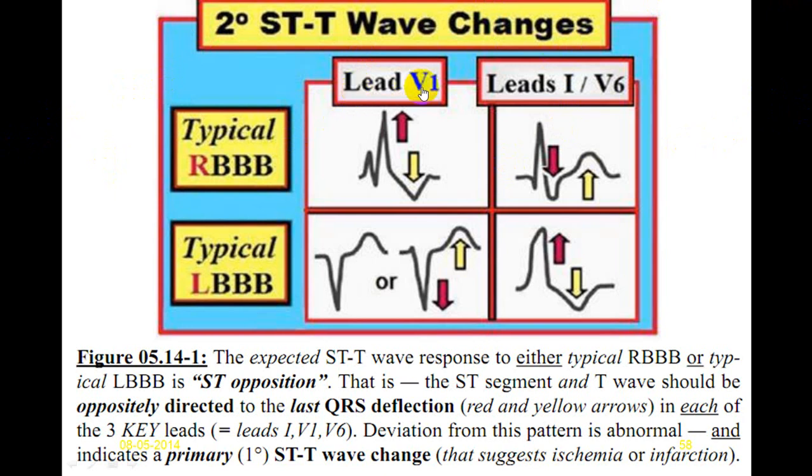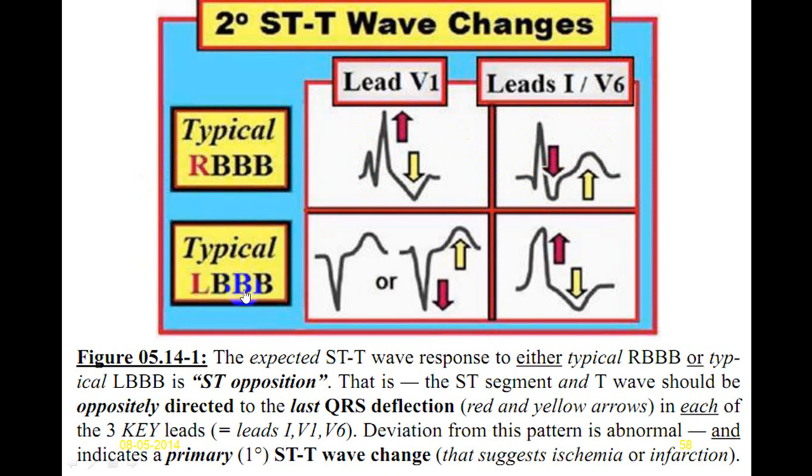So in lead 1, V1, if you get RSR dash pattern, where R wave is taller than S wave, and it is broad, and in V6, lead 1 and V6, you've got a small Q wave, you've got a deep S wave, you can see that deep S wave. So RSR dash pattern in V1 with deep S wave in V6, almost it favors right bundle branch block.